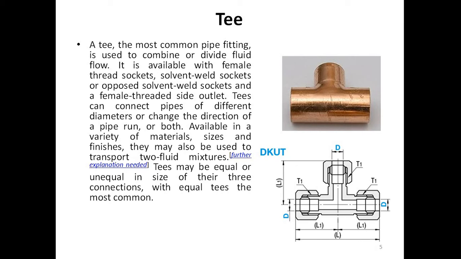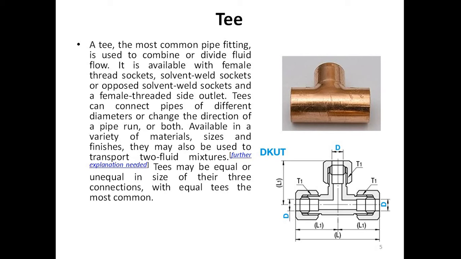It is available with female threads. This female threading is there for connection, and the pipe with male threading can be fitted into the tee. Tees can connect pipes of different diameter or change the direction of the pipeline or both. In different diameter, the tees are connected with different available diameters.